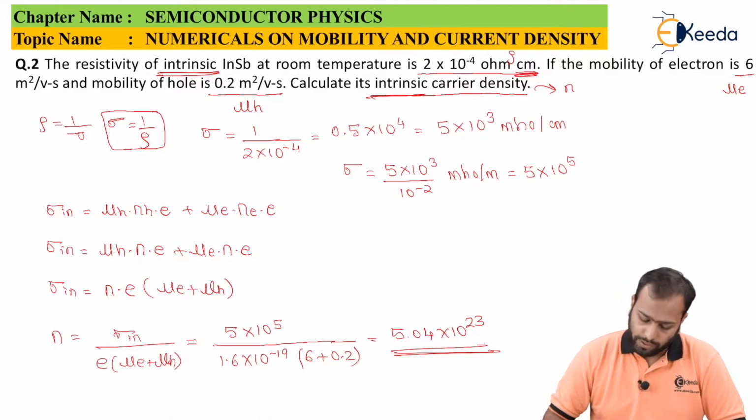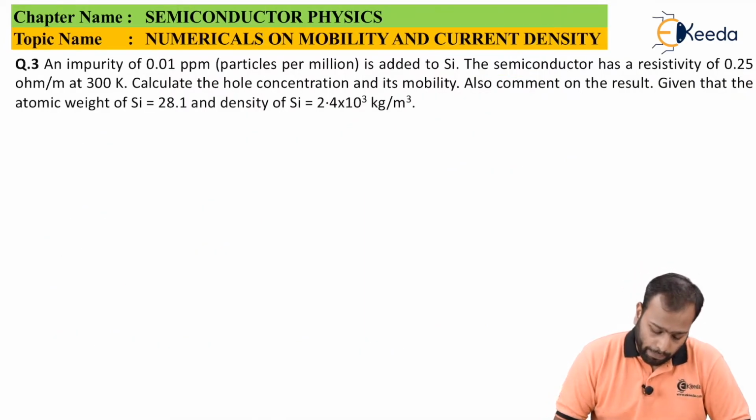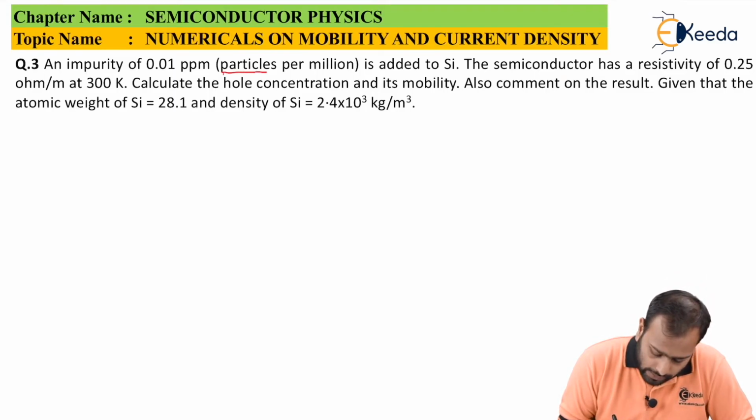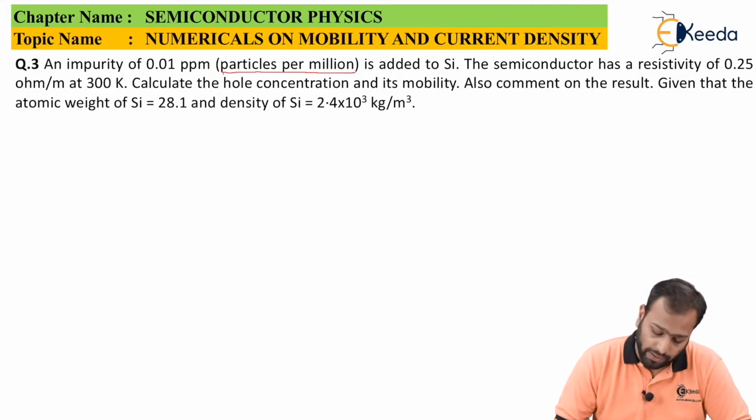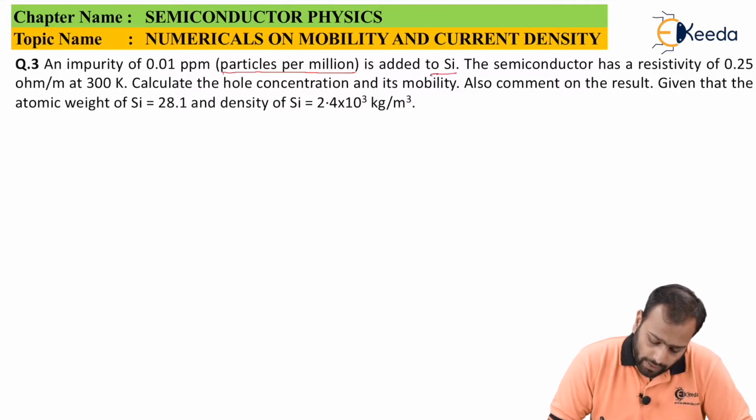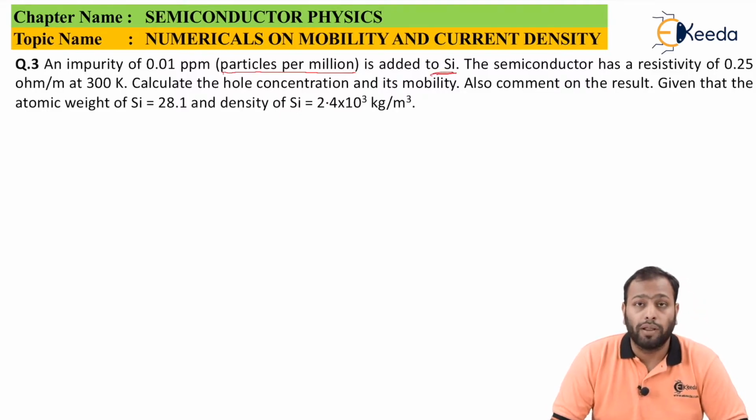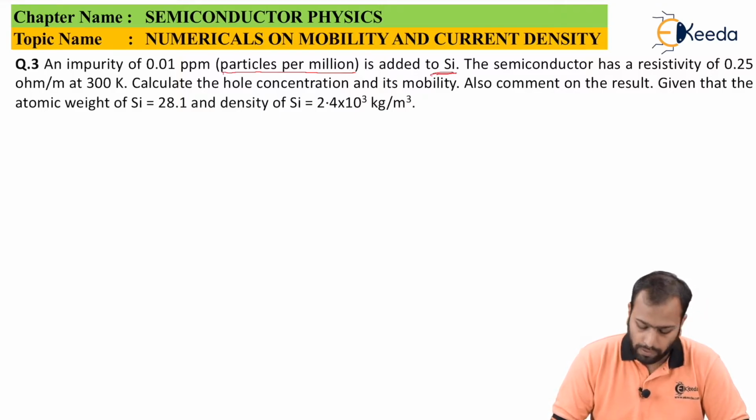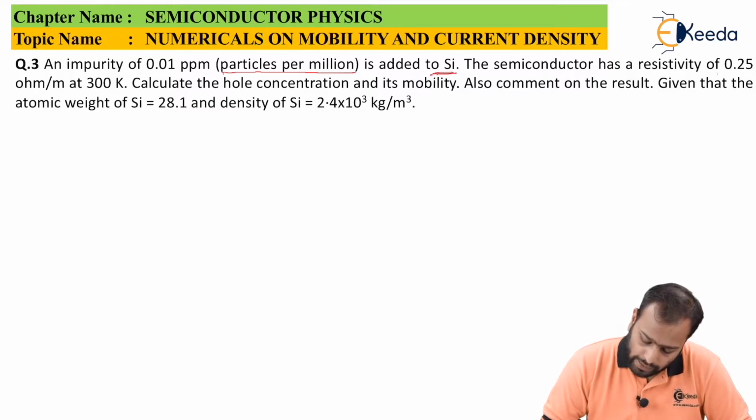Moving on to the next question, it says an impurity of 0.01 ppm, well, ppm is parts per million, is added to Si. Now we are talking about an extrinsic semiconductor, or we are converting an intrinsic semiconductor to an extrinsic semiconductor. The semiconductor has a resistivity of 0.25 ohm per meter. So basically it says its resistivity or rho.